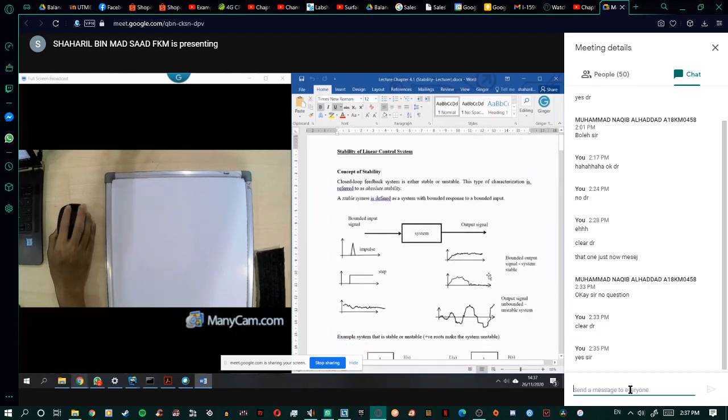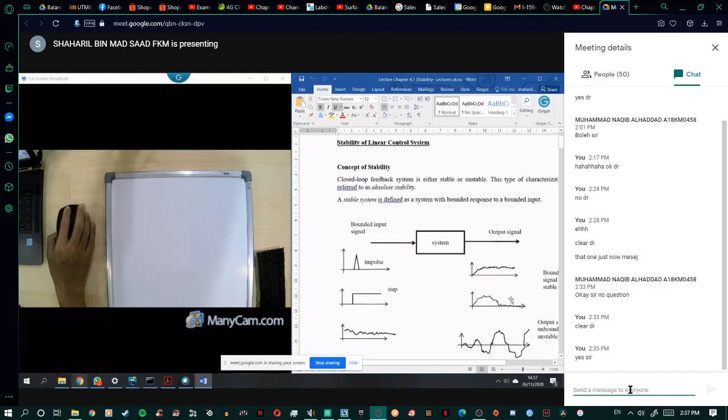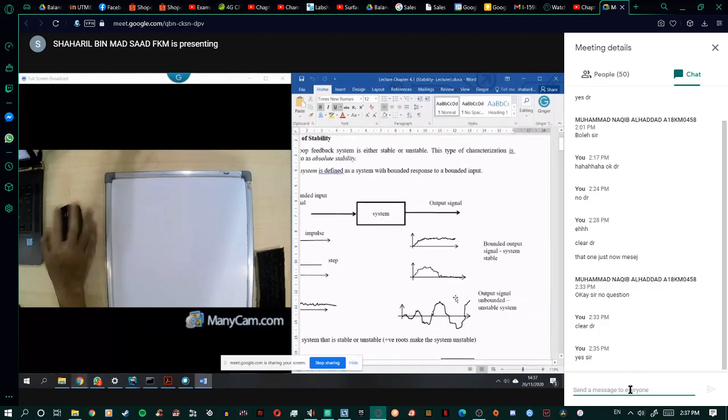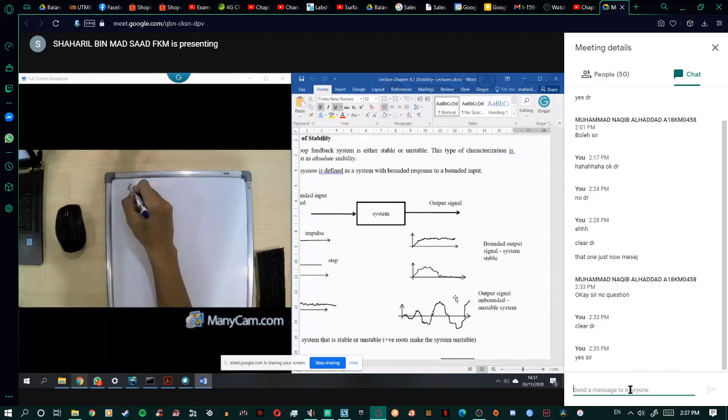Stability means when you apply an input, for example a step, and maybe this is your input, you will get an output that is the same as the input and so on, right? So for a stable system, your output is still within a boundary. That's why we call it a bounded output. Bounded output means like this one.